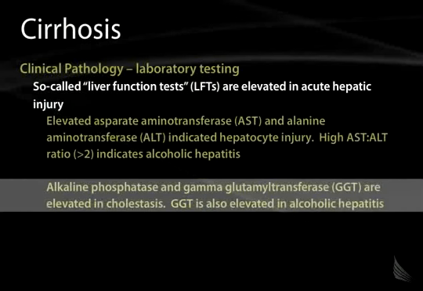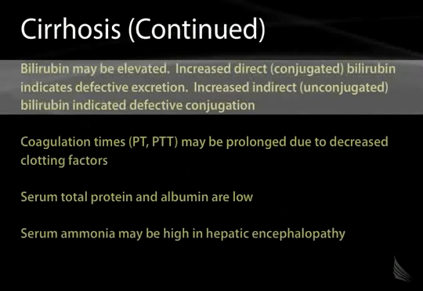The alk phos and GGT usually are elevated in cholestatic liver diseases. Bile may also be elevated as well in cholestatic liver diseases. Increases in direct bilirubin or conjugated bilirubin indicate defective excretion. Increases in the indirect or unconjugated bilirubin usually indicate defective conjugation.